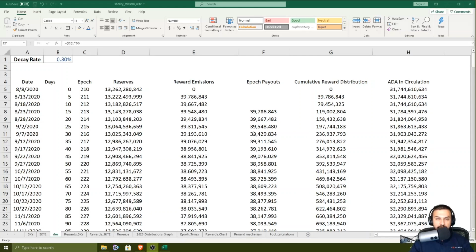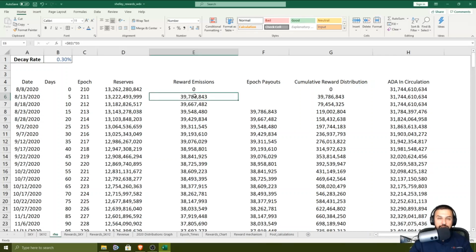So the amount of ADA issued on a systemic level in Cardano is directly tied to two factors. One is the reserves and the second is the decay rate. The reserves are there in order to incentivize the stake pool operators and stakeholders alike in order to sustain the network. A decay rate is the rate at which these reserves are depleted every epoch.